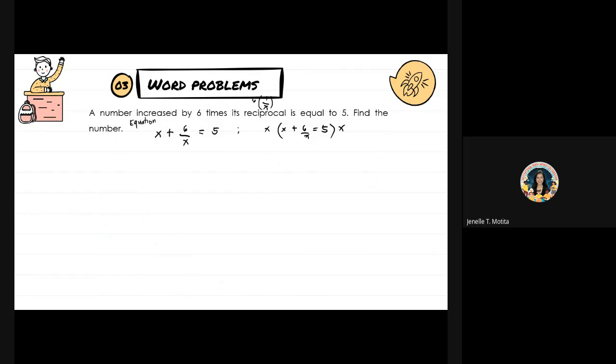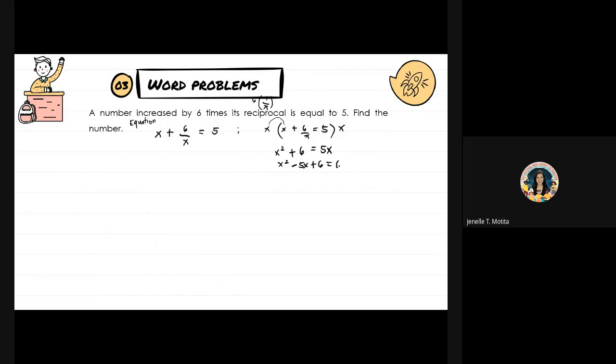Yan, so we multiply it to each term. Okay, multiply mo siya in each term. We got x times x, that is x squared. Copy the sign. X times 6 over x. Cancel, cancel. You will have 6 is equal to 5 times x, 5x. Okay? Yan na siya. Next is you combine all the terms in one side. You will have x squared minus 5x plus 6.